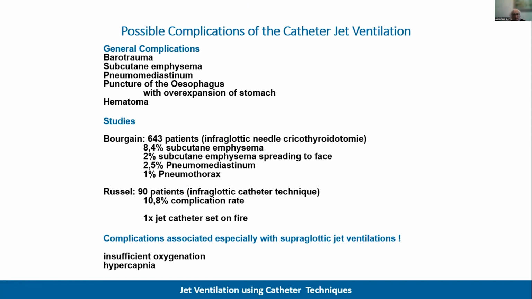There are two big studies. From Bourgois, he investigated more than 600 patients and had 8.4% complications. There were subcutaneous emphysema spreading to the face, pneumomediastinum and pneumothorax. And Roussel investigated 90 patients with infraglottic catheter technique. He had a 10.8% complication rate, and in one case a fire. Complications are associated especially with supraglottic jet ventilation: insufficient oxygenation and hypercapnia.